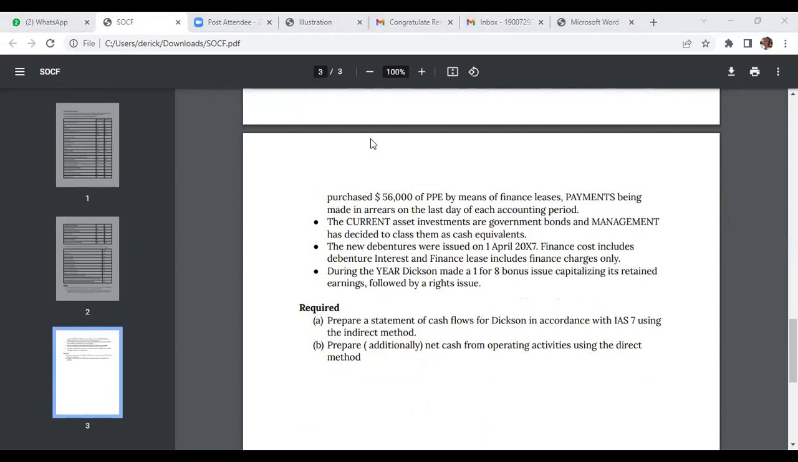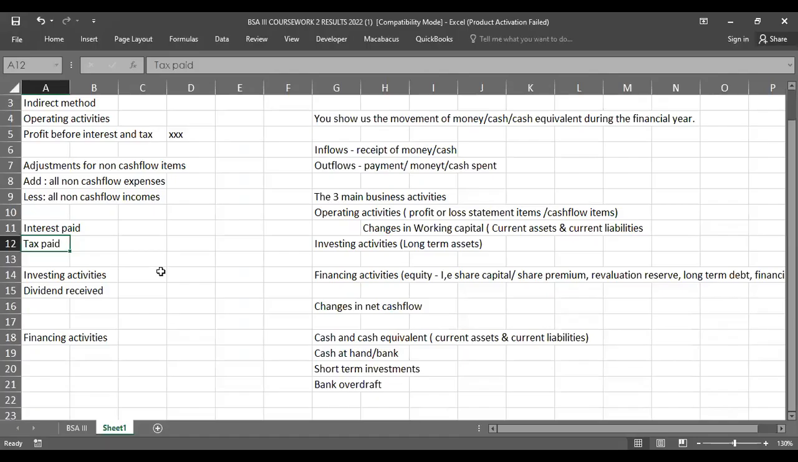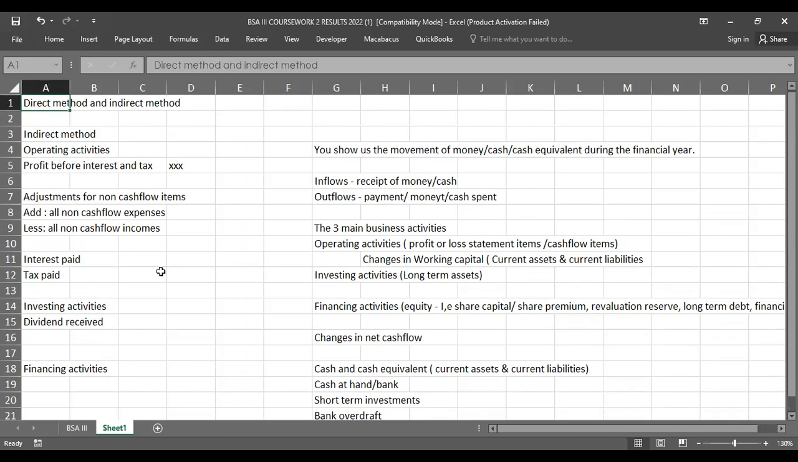Since you all have the question, I won't be sharing it again and again on the screen. Those are the workings. I'll try to use this very sketch to fill it in. So what's important is the heading: Dixon's statement of cash flows is always for the year ended. It's like a profit or loss statement.